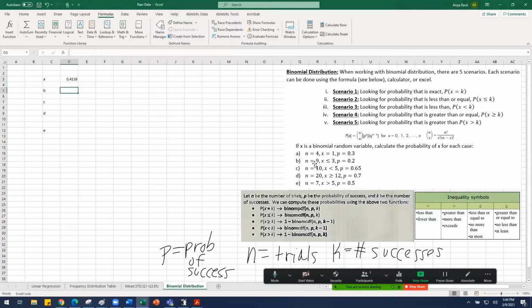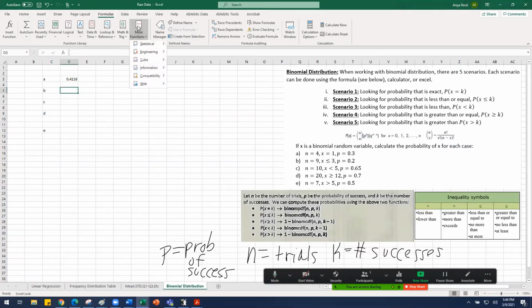Part B says N is 9, X less than or equal to 3, and the p-value of success is 0.2. So X less than or equal to 3. We're going to go to the table down here. X less than or equal to 3, it says you need the binomial cumulative. So that means we need true when we use Excel.